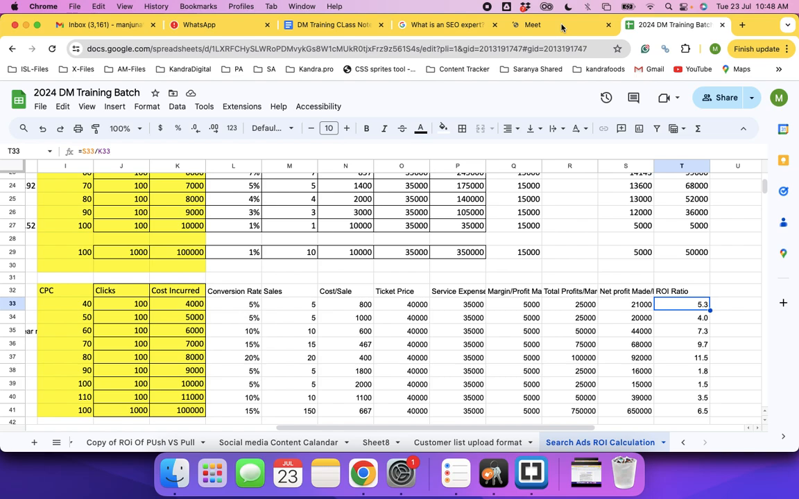We have taken assumptions. Out of 100, if 5 people are converting, I am still profitable. Out of 100, even if 2 people are converting, I am still not losing anything. Out of 100, even if 3 people convert, I'll still be making 5,000 rupees profit. Correct? Think of it, 10 people, it's super good. 44,000 rupees is the net profit made.